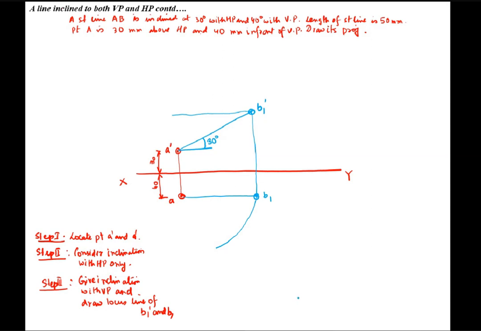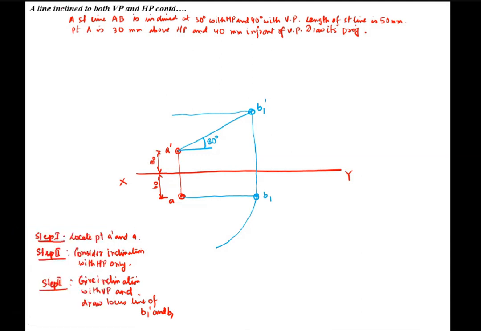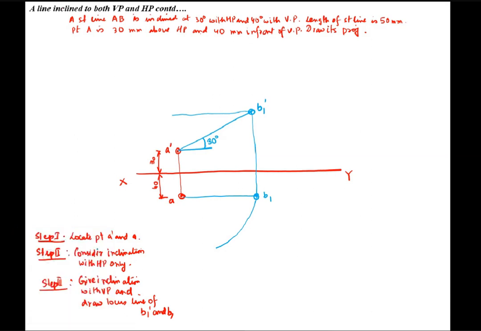Yes, someone was saying something. So in the first step, what you write, locate point A dash and A dash. Sorry, it will be A dash and A. Yes, sir, you are perfectly correct. A dash and A. So next I give inclination with VP and draw locus line of B1 dash and B1. Correct?